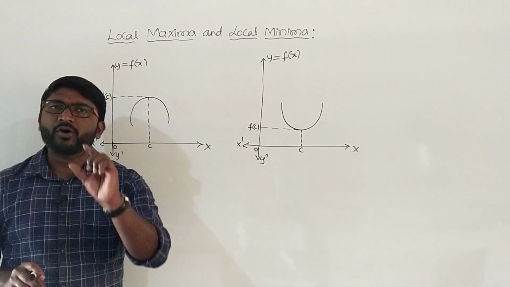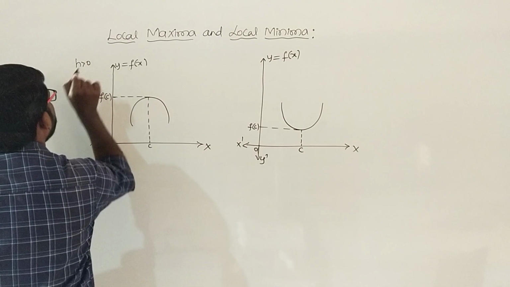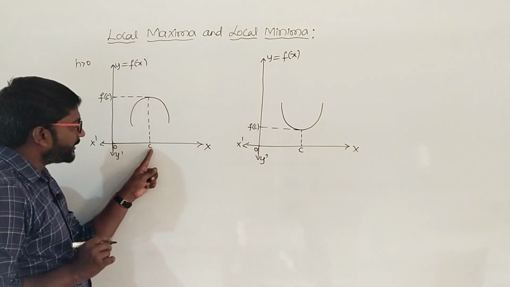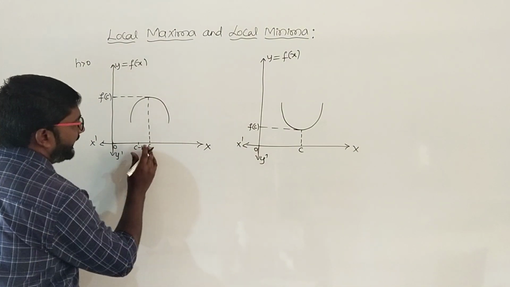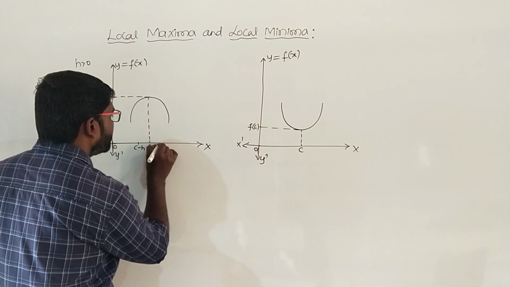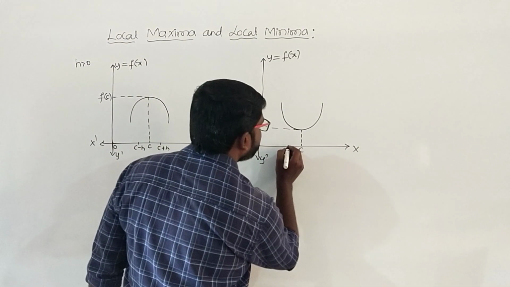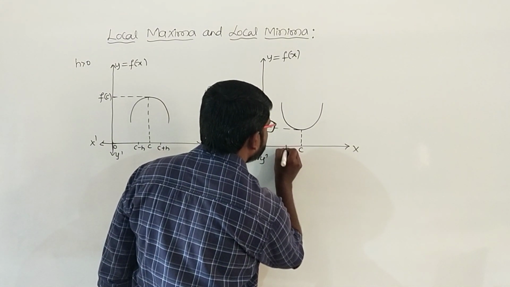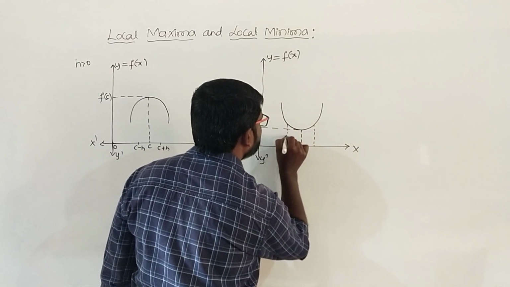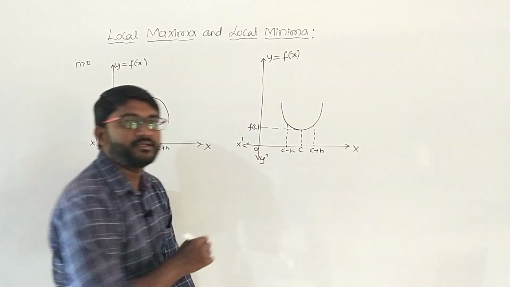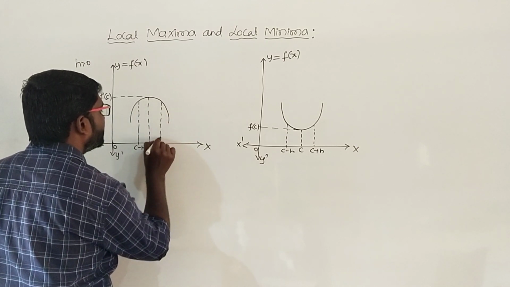So now I will consider a small positive quantity h which is greater than 0. To the left of C we get C minus h, and to the right of C it has to be C plus h. Similarly here, to the left of C it has to be C minus h, and to the right of C it has to be C plus h. So now this will be our C minus h, and this will be our C plus h.